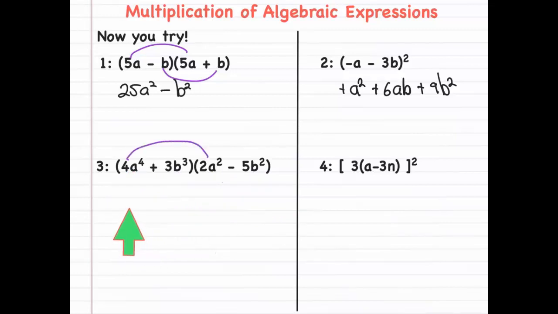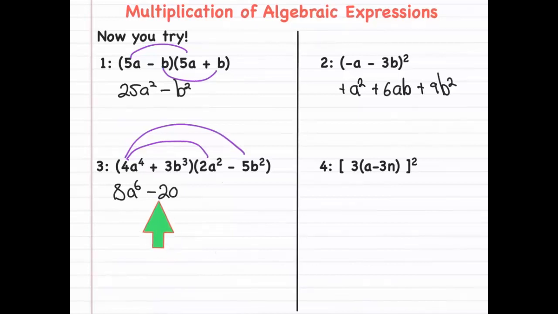The first with the first. So that means 4 times 2, that gives me 8. And also a times a, write the a, 4 plus 2 is to the power of 6. And then the first with the second. So a positive with a negative, if we multiply those, it leaves me with a negative. And then also 4 times 5, that gives me 20.